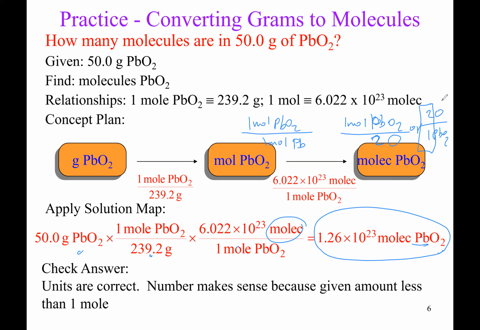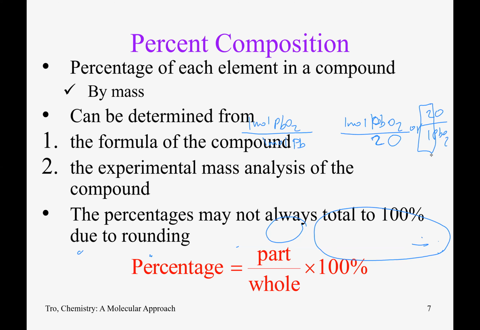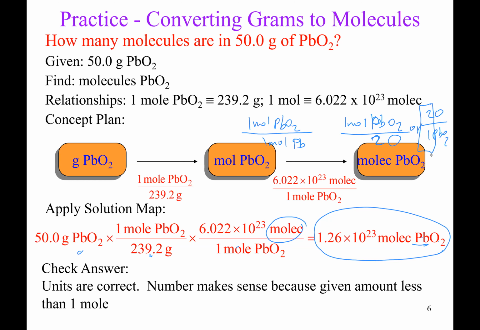Yeah, so I understand that, right? I'm more so asking, if you have, say, the molecules that you circled there, so the 1.26 times 10 to the 23rd, you have that, right? If you wanted to, say, find the atoms of that compound, what would you do?